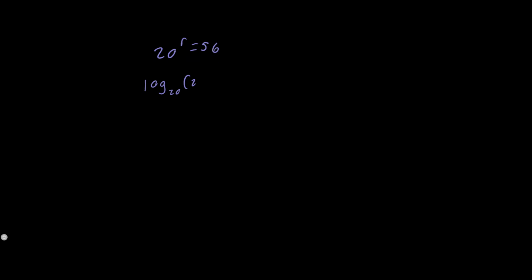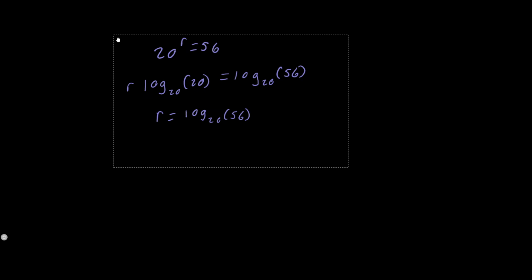Log 20 of 20 to the r is equal to log 20 of 56. And here we also get that r is just equal to log 20 of 56. So they're pretty simple to solve. Just take the log of the base that has the variable as its exponent.